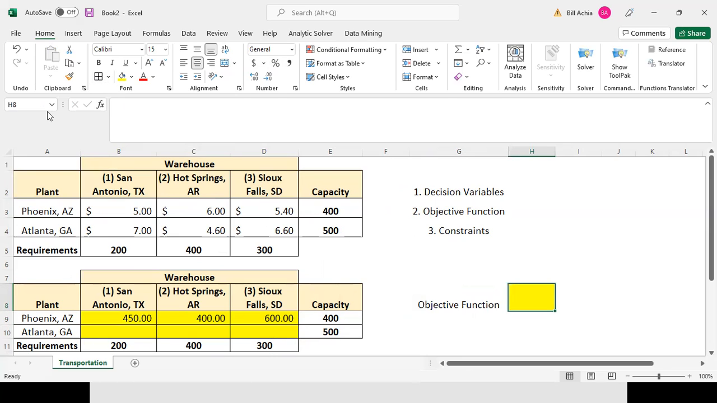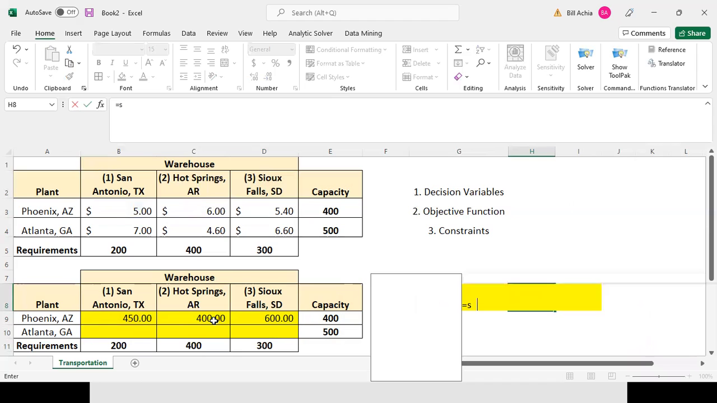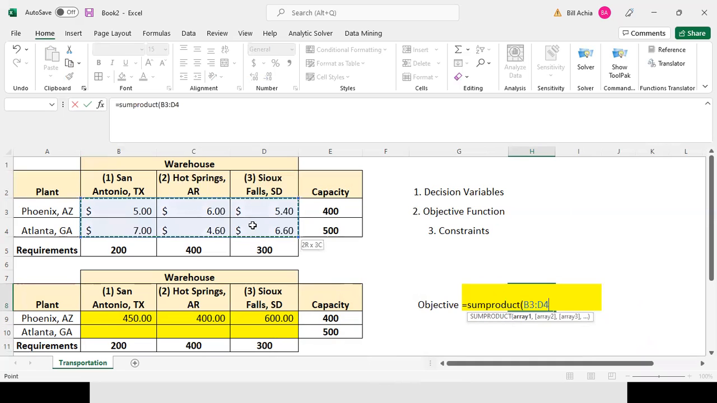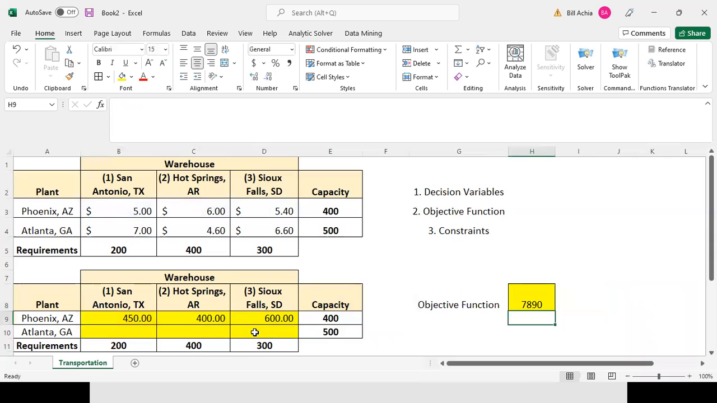Now, there are two ways of doing it. You could do it the harder way, which would be 5 multiplied by 450 plus 6 multiplied by 400, and so on and so forth, and add them all up. Or you could use a function in Excel called SUMPRODUCT and multiply these 6 costs here, comma, by these 6 blank spaces down here. Okay, I'm going to leave this blank because we don't have that information just yet. Okay, so this objective function is going to tell us what our total cost will be.